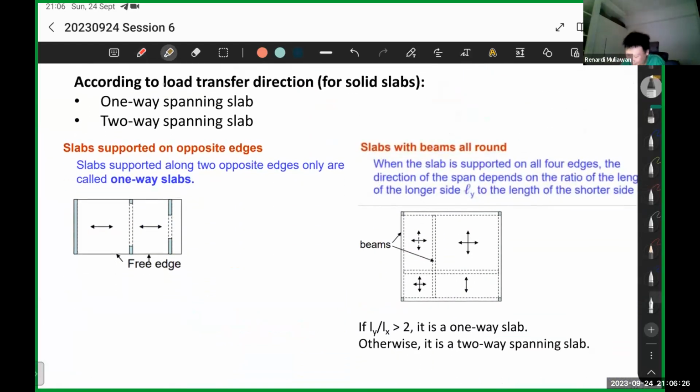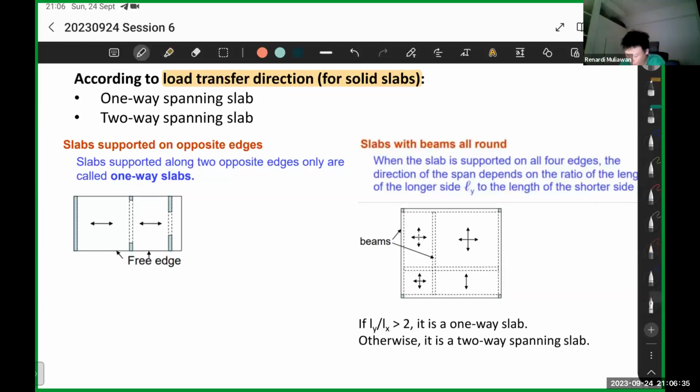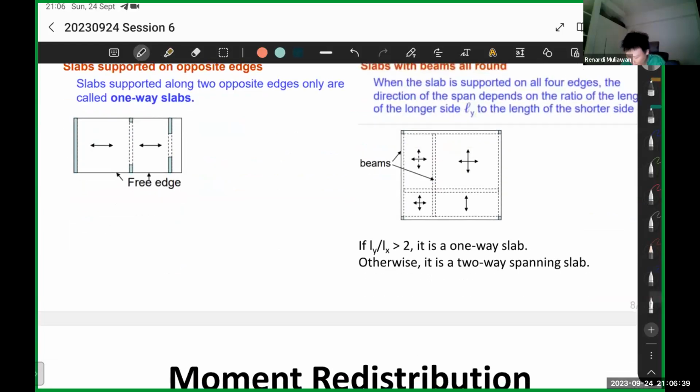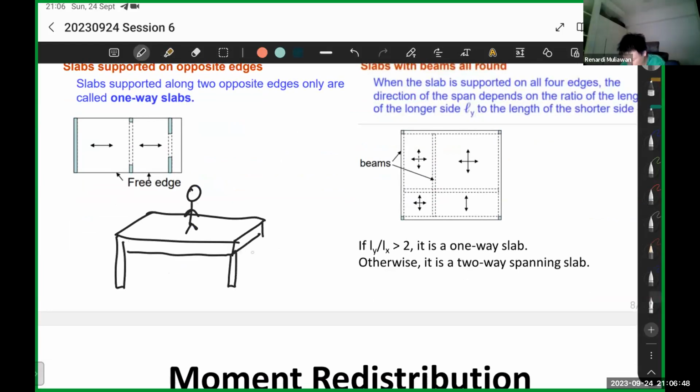So this one is the load transfer direction for solid slabs. Slabs can be one-way spanning or two-way spanning. So for one-way span, let's say you have a slab here. This is your slab, and this is your person. Let's say that's the load. Then these are your beams, and these are your columns.